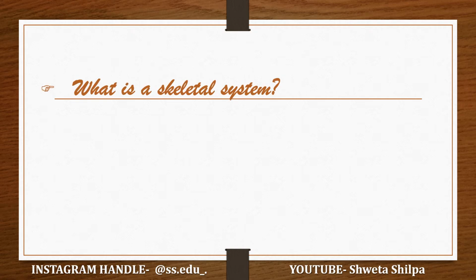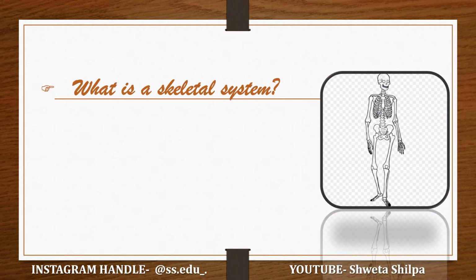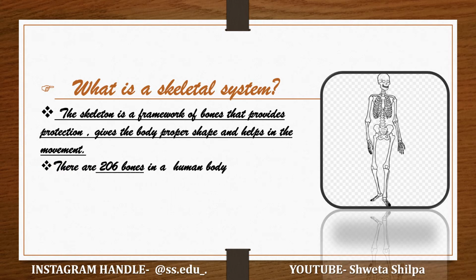Now let's understand what is a skeletal system. If you can see, a picture came up in front of you. A lot of bones together form a particular shape that is known as the skeletal system. A skeleton is a framework of bone that provides protection, gives the body proper shape, and helps in the movement. There are 206 bones in our human body.